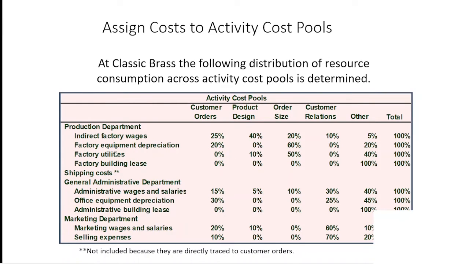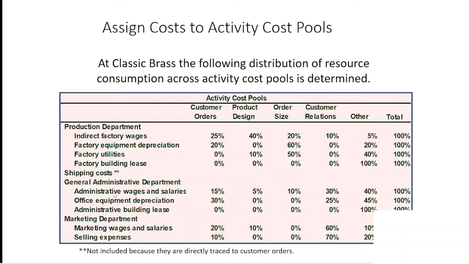But every different department, different line items use them differently, right? Even in the production department, labor is used in a 25/40/20 ratio, but factory equipment is used for customer orders and order size, not for product design. Product design is not used by the equipment, it is mostly used by the labor. That's why the labor percentage is higher, while the equipment use is higher in terms of actual orders. Then the factory utilities are allocated more to the order size, and the factory building is not related with any of these. That's why it's going into the others.